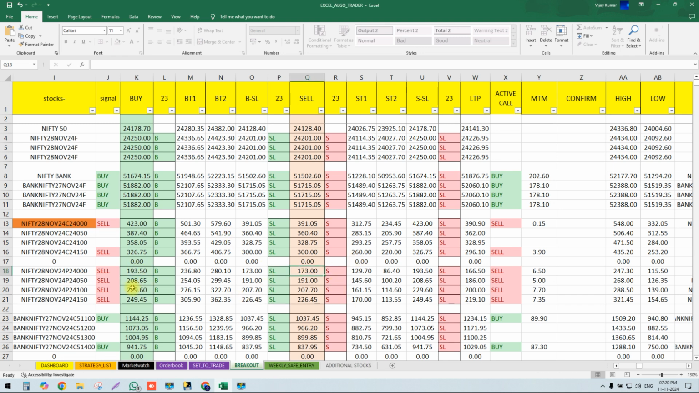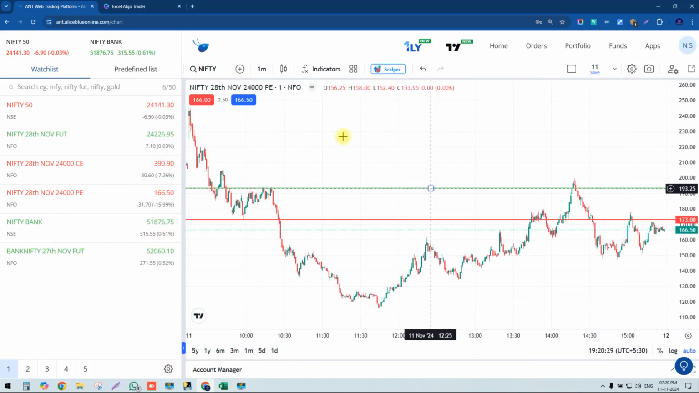Okay guys, you can see this is our breakout strategy. I have marked the buy level and sell level of the breakout strategy, and I'm comparing it to our candles and showing you how our breakout strategy works today.